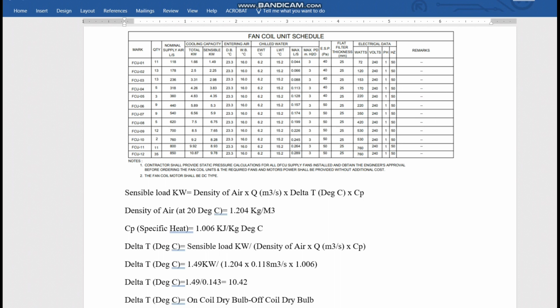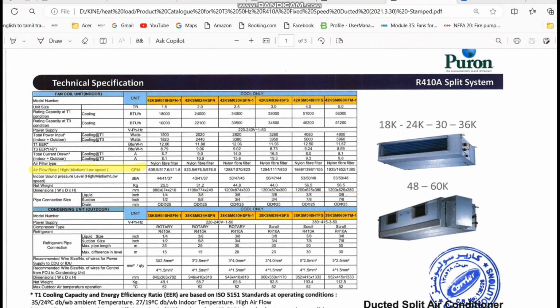Now we verified all the values, so we can start the unit selection. For the FCU unit, in our case it is 118 liter per second, so it is very low. I will consider a slightly higher one, because then only we can understand the practical difficulty of selecting the unit. For example, I just consider 440 liter per second for the selection. So this is the product catalog of Carrier.